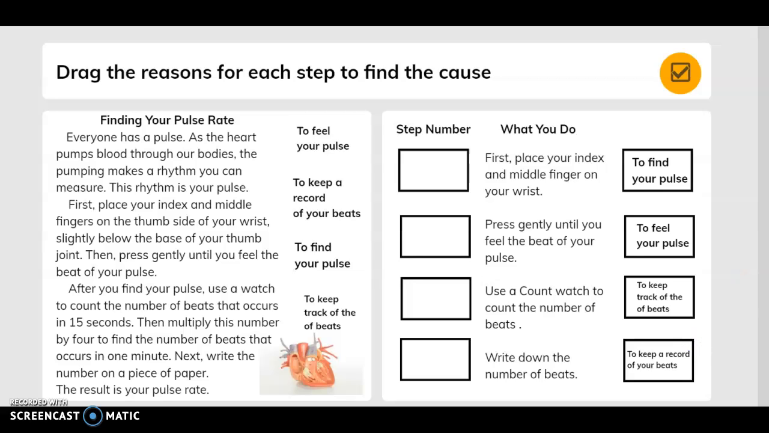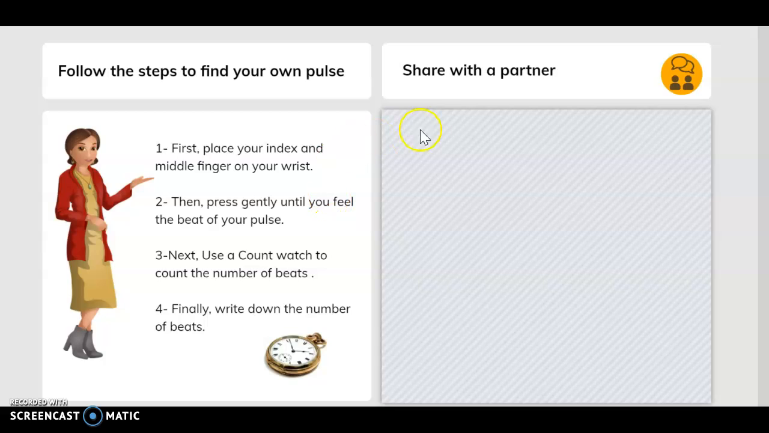So this one says track the reasons for each step to find the cause. So first, placing your index and middle finger on your wrist is to find your pulse. Pressing gently until you feel the beat of your pulse is to feel your pulse. Using a count watch to count the number of beats is to keep track of the beats. And to write down the number of beats is to keep a record of your beats. Follow the steps to find your pulse. And these are our 4 steps that we just discussed.